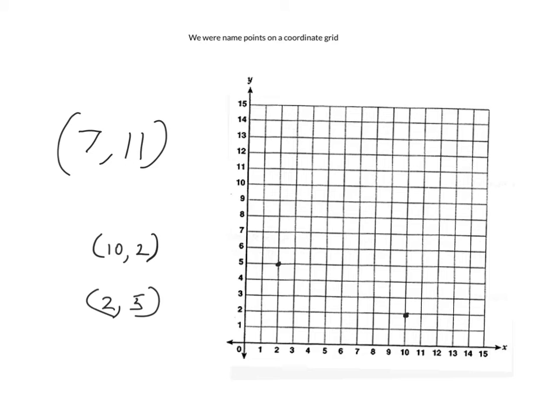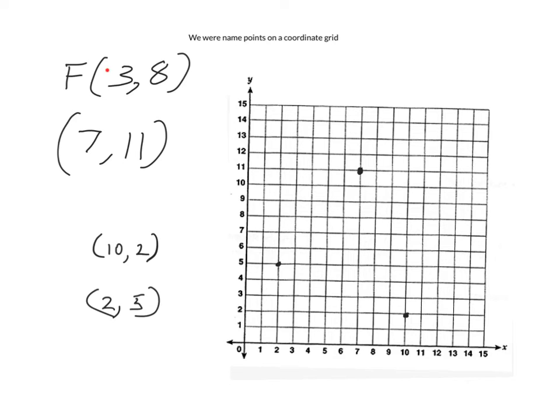Okay, so let's take a look at this ordered pair, (7, 11). We're going to go down to 7. Then we're going to go up to 11. And this is the point that the ordered pair (7, 11) identifies. Now let's try another one.